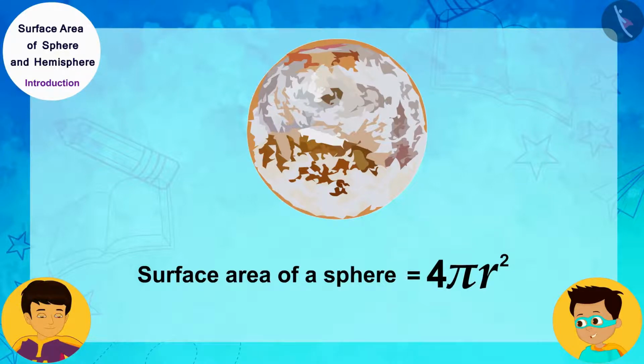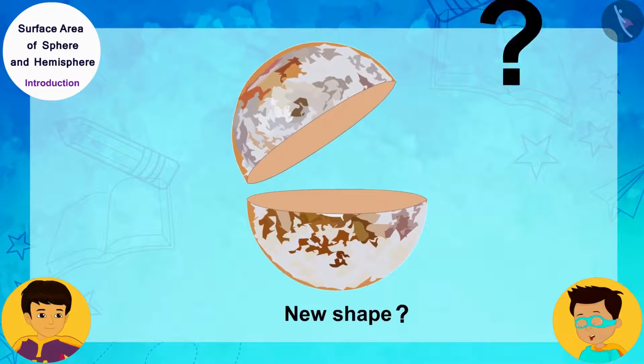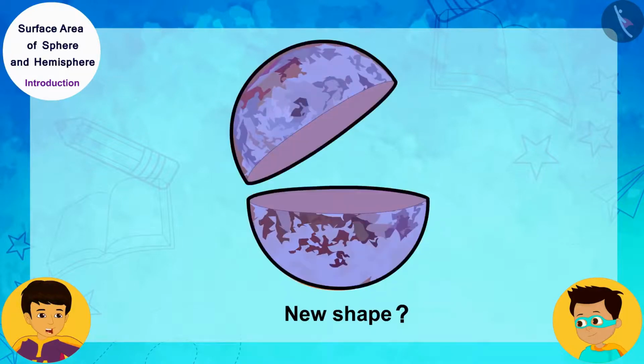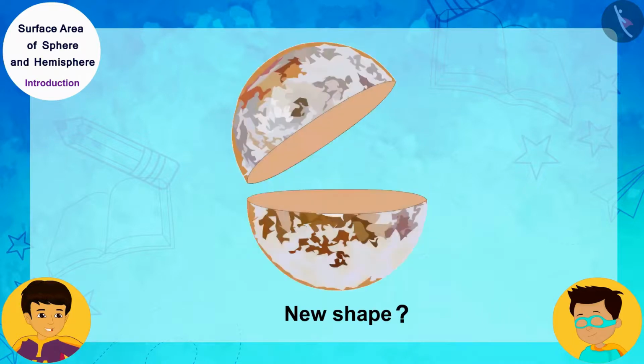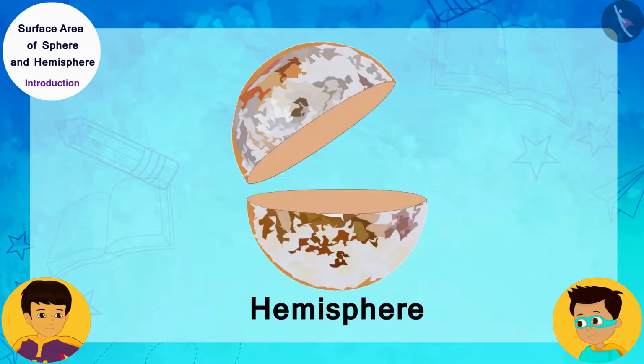But if we cut it into 2 equal parts, what will this new shape be now? Thomas, if we take any solid sphere and cut it into 2 parts by passing a plane through its center, then it will be divided into 2 equal parts, and each half of this is called a hemisphere.